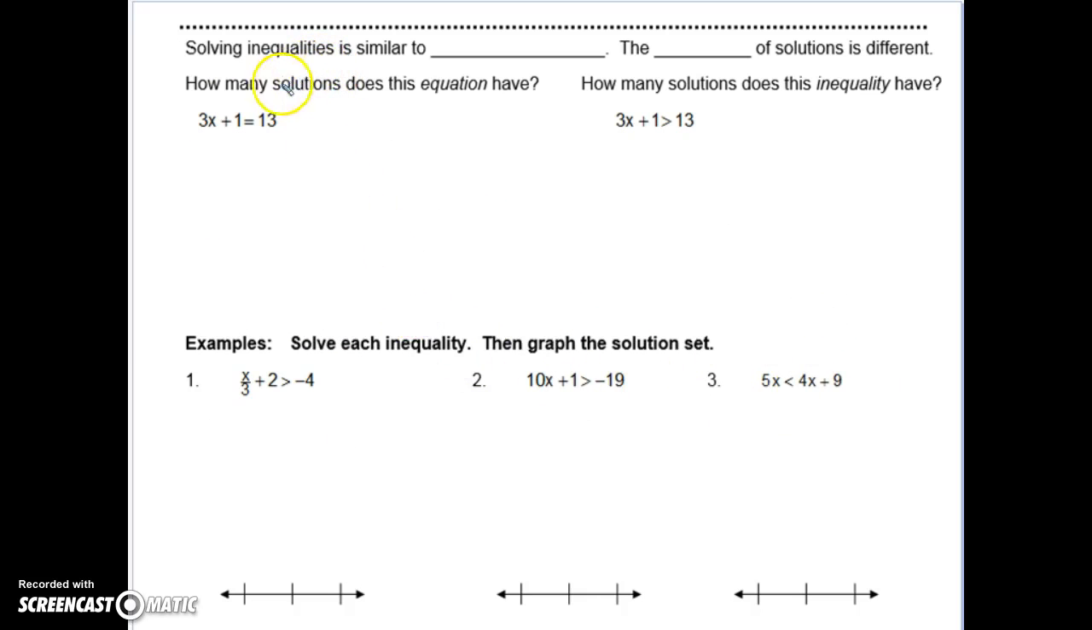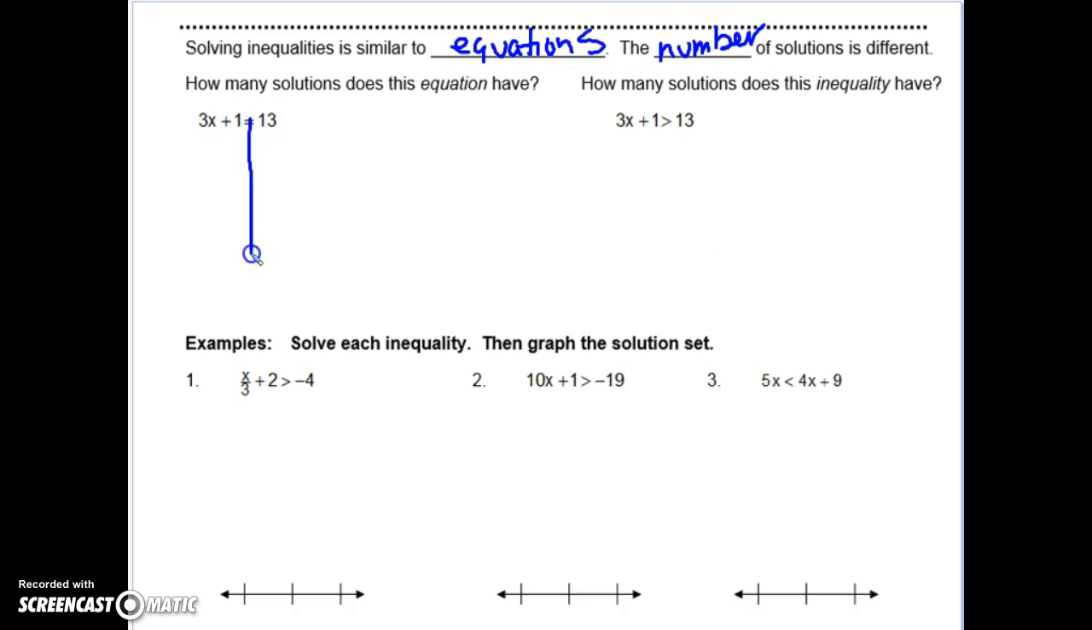So next, let's talk about how we're going to start solving. These look similar, but remember, this is what we're used to, and this is what we have now. When I solve inequalities, it's similar to equations. The number of solutions is different. So that's where our graph's going to come in. Let's talk about what I mean here.